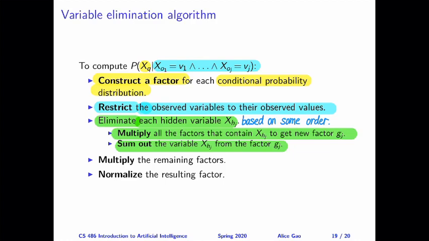Even in this case, we may still have multiple factors left. Each factor only contains the query variable that we're interested in. So if we have multiple factors left, we need to multiply them together. Finally, we are looking for a conditional probability, so it's part of a distribution. The last step is that we take the single factor that we got and normalize it so that it represents a valid probability distribution.